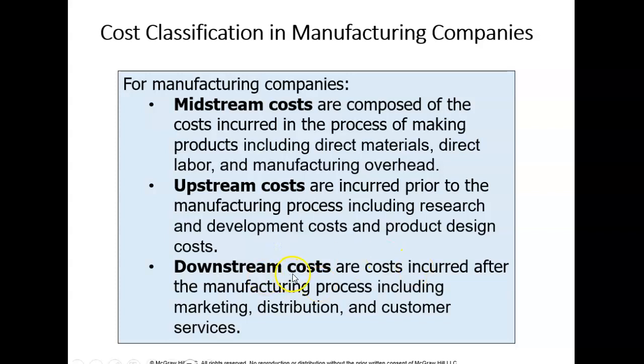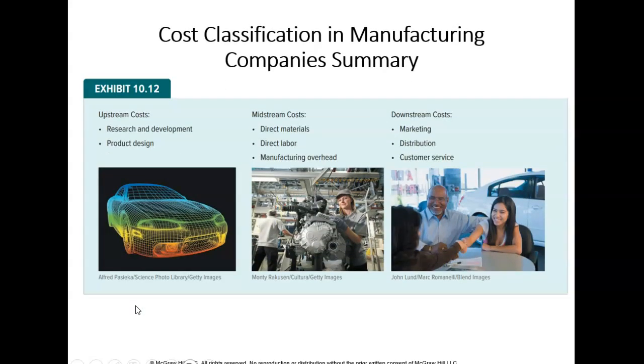Your downstream costs are costs incurred after you complete the manufacturing process. That will include marketing, distribution, and customer service. So midstream costs are your product costs. Your upstream costs are the costs that take place prior to manufacturing, such as research and development and product design. Downstream costs take place after manufacturing. This is your marketing costs, distribution costs, and your customer service costs.